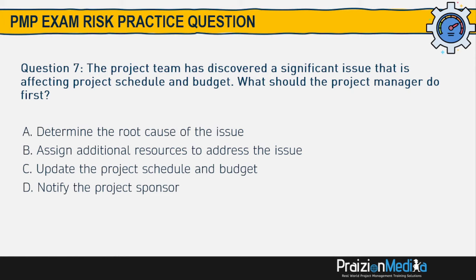Now, the question writer could have been more devious by putting in something relating to enter into the risk register, and some folks would have chosen that. But be aware that that could actually be on the exam. For the sake of this question, taking a look at the options, A, determine the root cause of the issue. It's not a bad option for this.